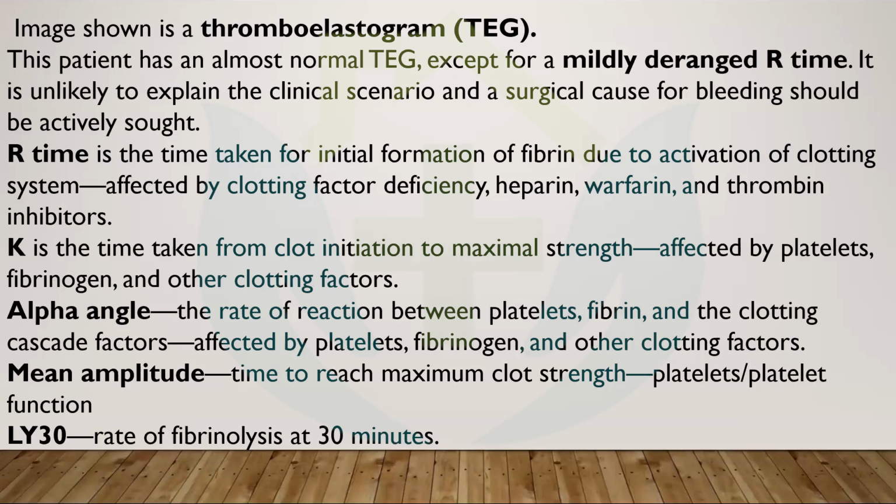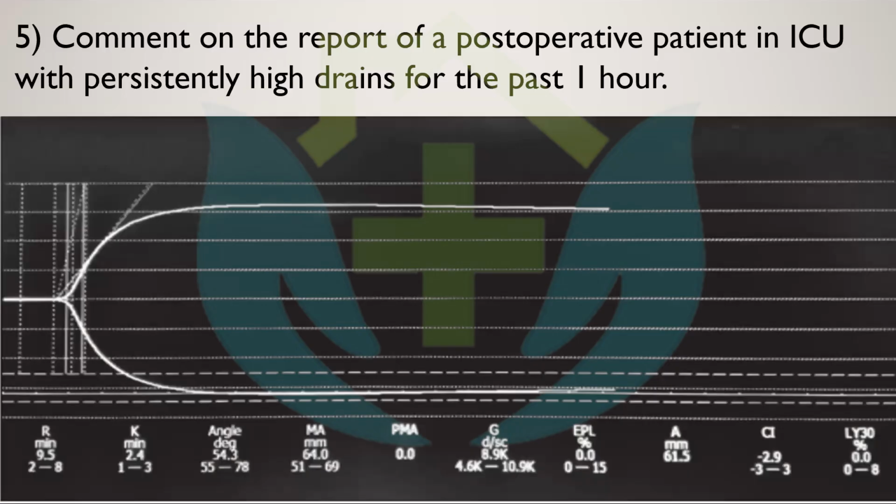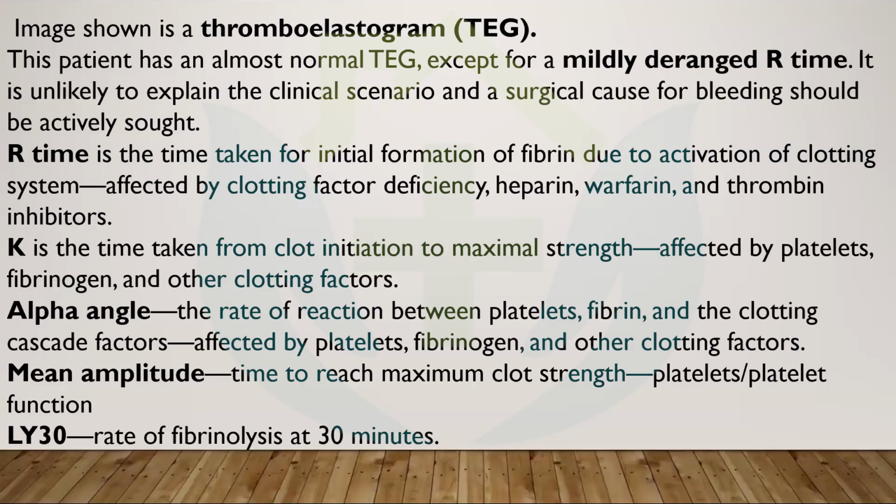So the clue was in the history that was given. This is a post-operative patient with high drains. Most probably there is no abnormality in the platelets and no abnormality in the coagulation factors. The problem is that the surgeon has left some bleeder and the patient is bleeding due to that. So you cannot explain the high amount of bleeding with these values. It is most probably post-operative bleeding due to some bleeder.